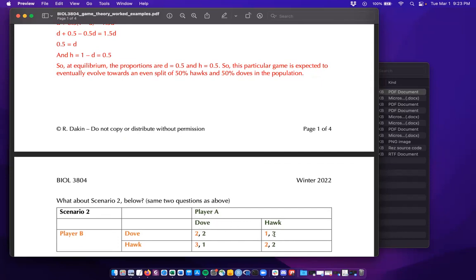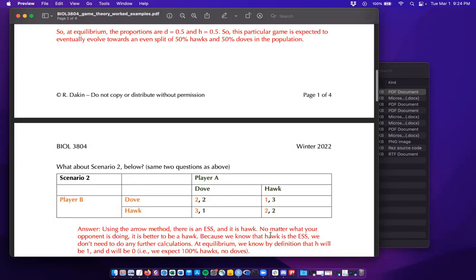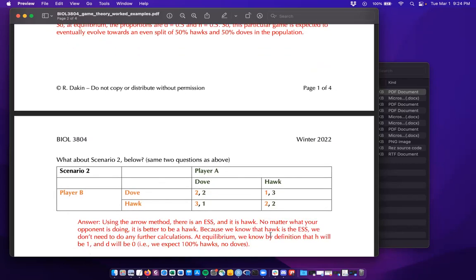Exactly, because 3 is bigger than 2. And if B plays hawk, what should A do? In this case, they would still play hawk. Exactly. So no matter what B does, A should play hawk. So there is an ESS, hawk. So when it asks what the ESS is, you just give what play you would use? Yeah.